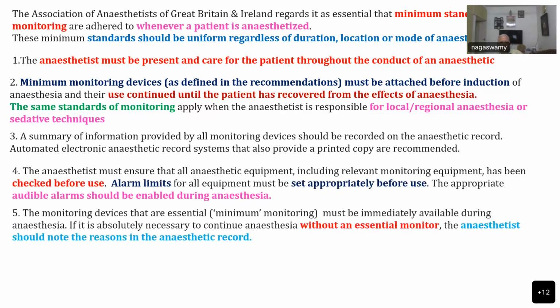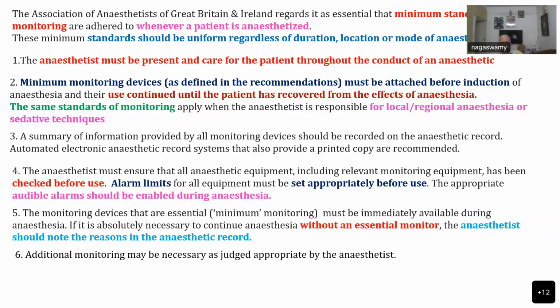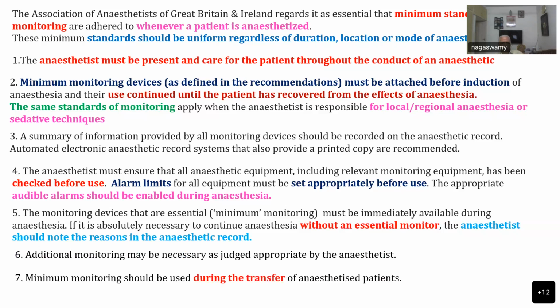And the monitoring devices that are essential must be immediately available during anesthesia. If it is absolutely necessary to continue anesthesia without an essential monitor, that should be noted in the anesthesia record for that particular brief time, for example, that the pulse oximeter was not there or the ECG was not working. That should be documented. And additional monitoring may be necessary as judged appropriate by the anesthetist, and minimum monitoring should be used during transfer of the patient also. It is not only during the anesthesia, but during transport also you have to monitor the patient.